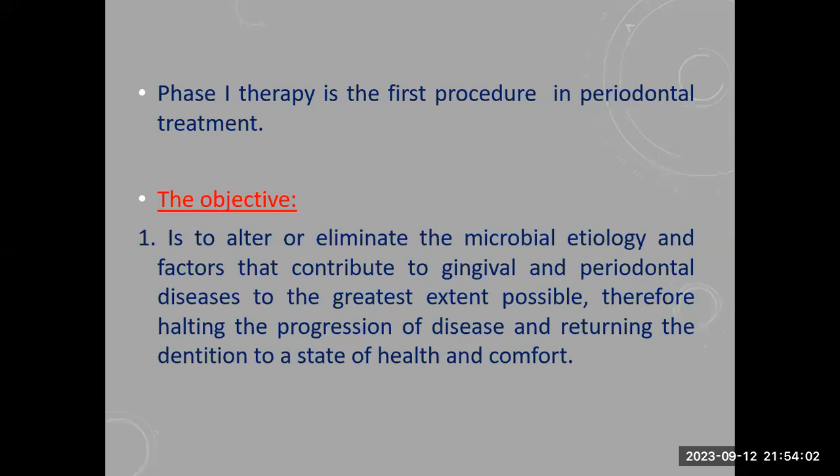Why do you do it? What's the objective of this phase 1? To eliminate the microbial etiology and the factors that contribute to gingival and periodontal disease. When we say elimination, it means I remove what? I remove the plaque or the calculus to remove the cause. And to return the dentition to a state of health and comfort. I want to make the patient comfortable. This is the objective of phase 1.